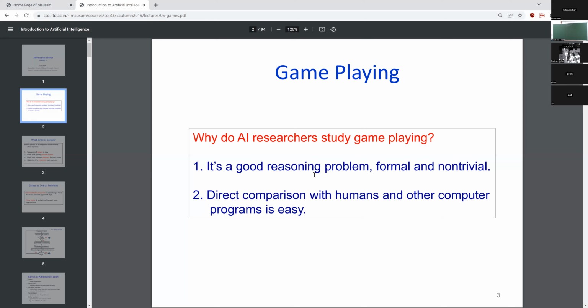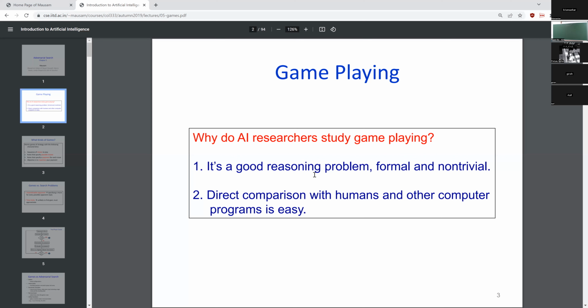So for the same reasons, because intelligence is associated with game playing, it has found interest in the AI community. AI researchers wanted to see, can we build computer programs which are intelligent enough that they can defeat human beings, or can at least give good competition to human adversaries? So that's the motivation why we would like to see game playing in today's discussion.